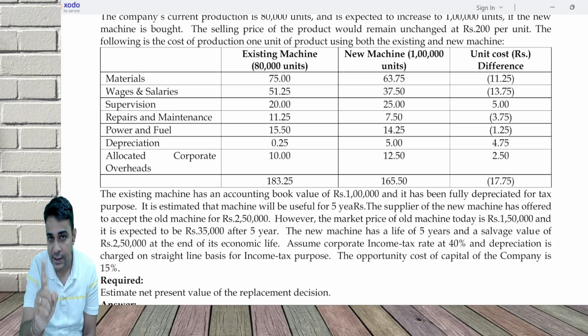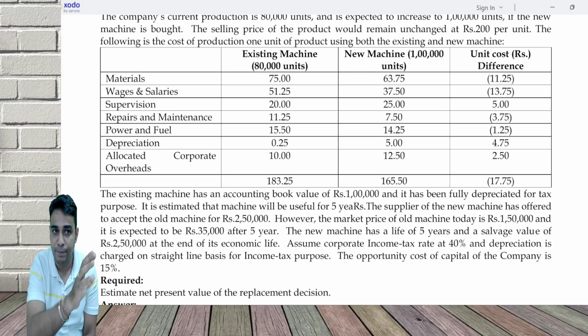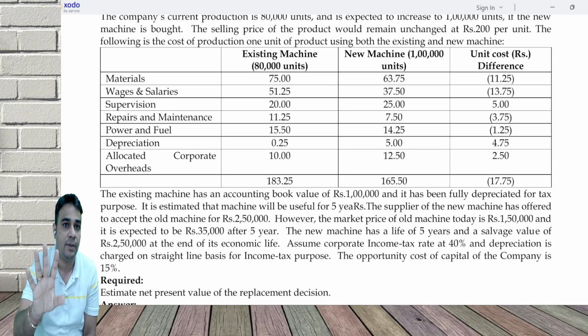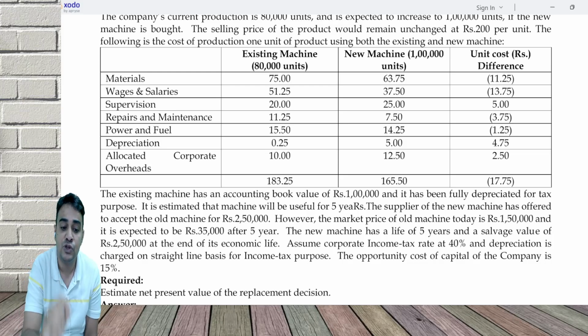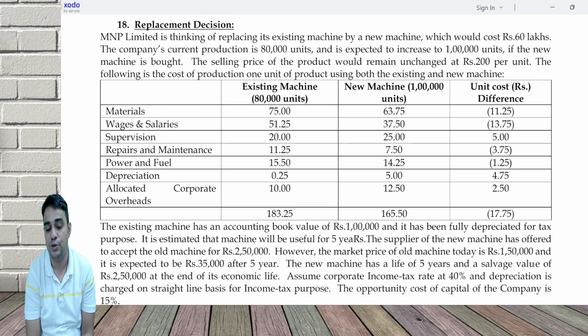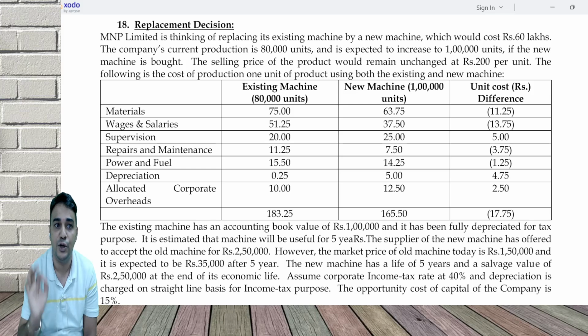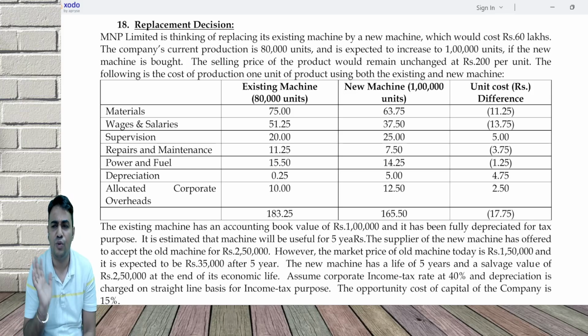Doing it in a single step is impossible. New separately, old separately will only work if you try to do incremental, you will 100% make mistakes. Now I'll explain item by item. Revenues of the new machine is how much? Guys, I'm asking a simple question. Don't tell me incremental and all. 1 lakh into 200. Why are you getting into 20,000 and all? Revenues of the old machine is 80,000 into 200.